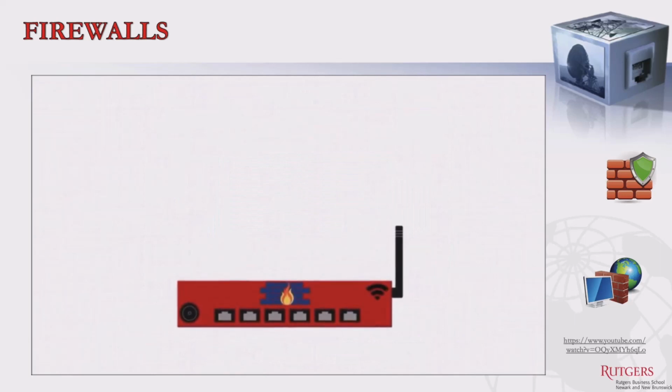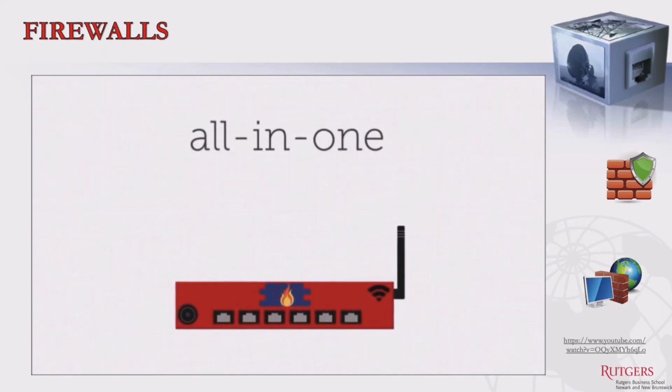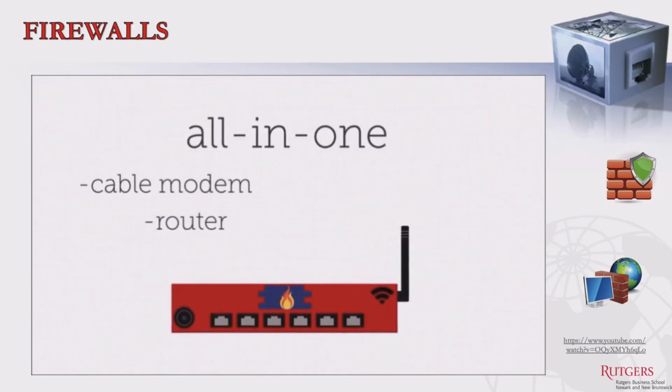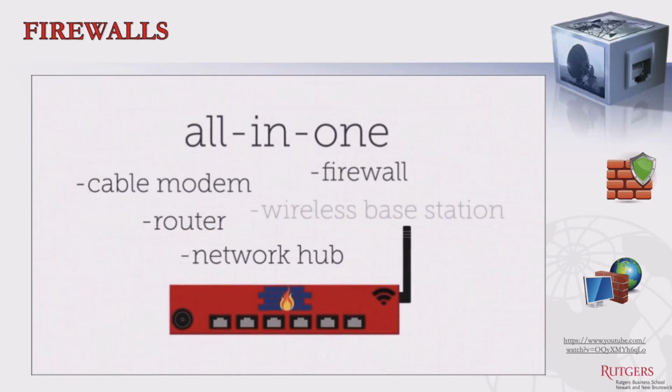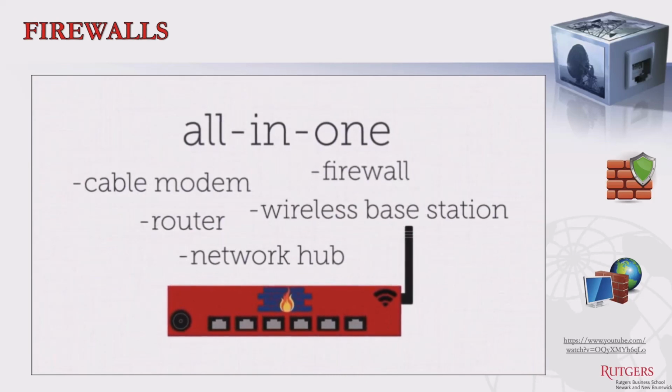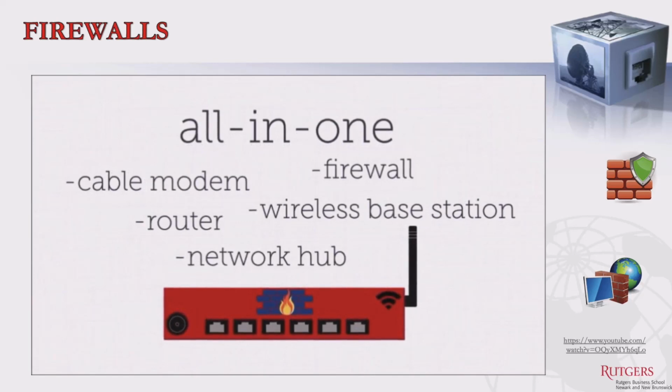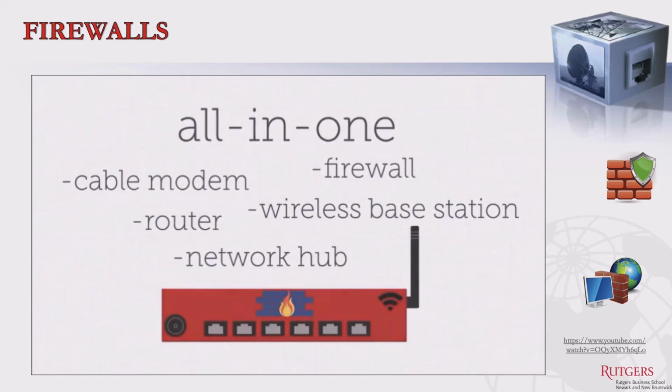Finally, a type of network device called the all-in-one tool is getting more popular. Some of these devices act as cable modem, router, network hub, firewall, and wireless base station all at once. Although these devices are cost-effective, often the firewall functions on these devices are limited.